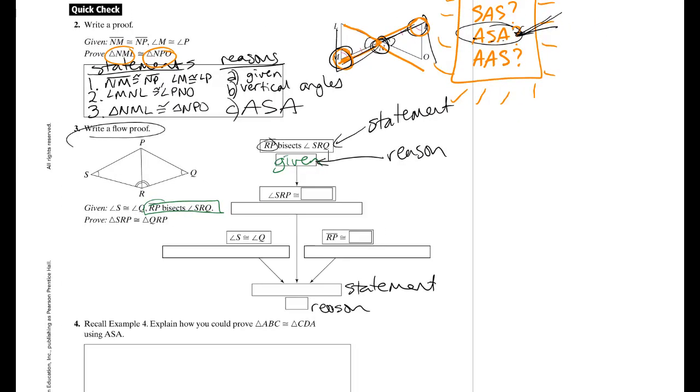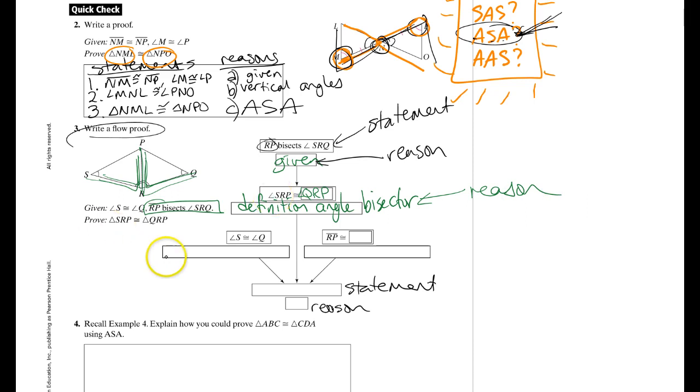Then I've got angle SRP is congruent to angle, well, it must be QRP. Whoops, angle QRP. And why are those two angles congruent? And this is a little weird, I grant you. It's not given. The reason that these two angles are congruent is because of the definition of angle bisector. Tricky. But if you have a card for it, it can be a reason.